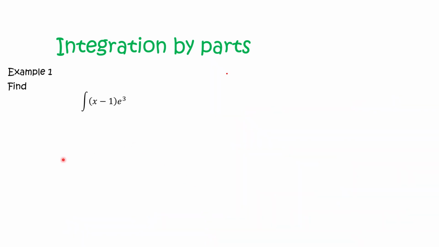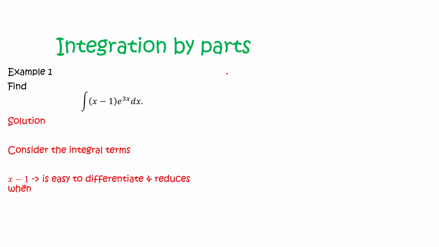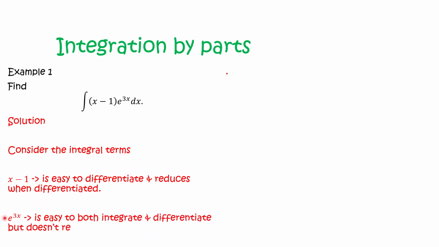Now let's take a look at example 1. Find the integral of (x minus 1) times e to the 3x dx. The solution. Consider the integral terms. These are x minus 1 and e to the 3x. For x minus 1, it is easy to differentiate and reduces when differentiated. On the other hand, e to the 3x is easy to both integrate and differentiate. However, it doesn't reduce its degree.